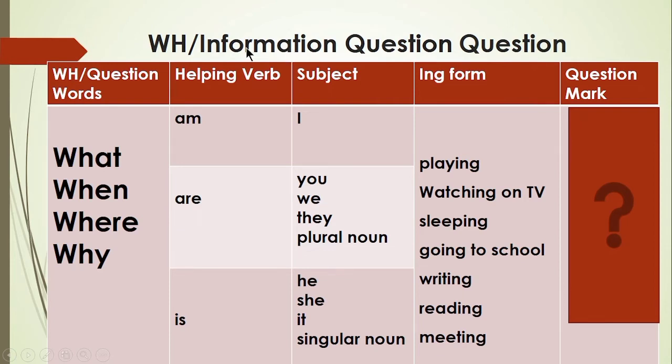Remember, these are those questions which are formed with WH words. So first we bring the WH words: what, when, where, how, etc. Then the helping verb, am, are, or is. Then the subject, I, you, we, they, he, she, it, etc. And then the ing form, and finally a question mark.